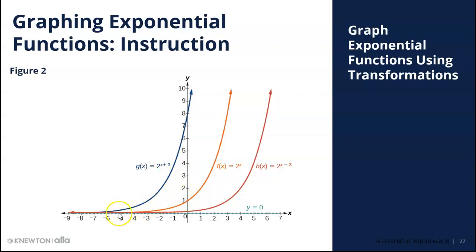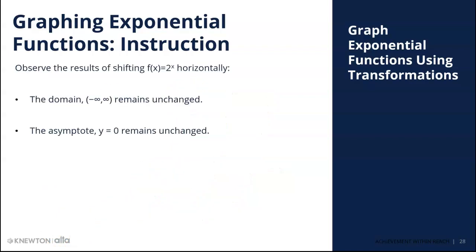So to graph g of x equal to 2 to the x plus 3, you begin by graphing 2 to the x. So we have 2 to the x here. And then using this point here, you shift this 3 units to the left. And that would be the new point. And then you just have to make a smooth curve passing through that point. Observe that when we shift our function horizontally, the domain remains unchanged, and the asymptote y equals 0 also remains unchanged.